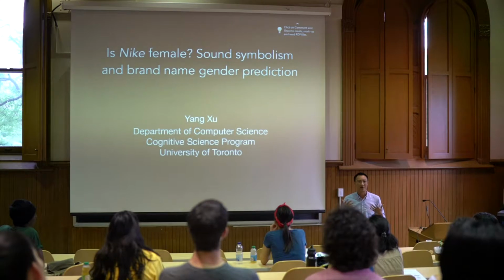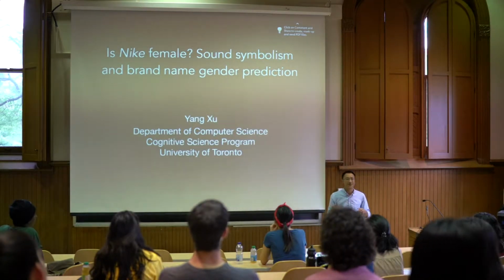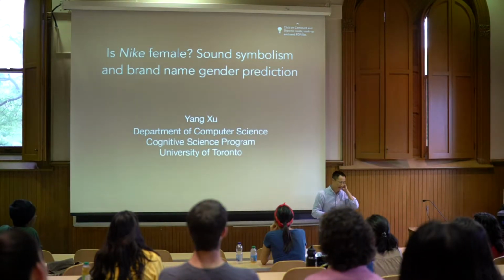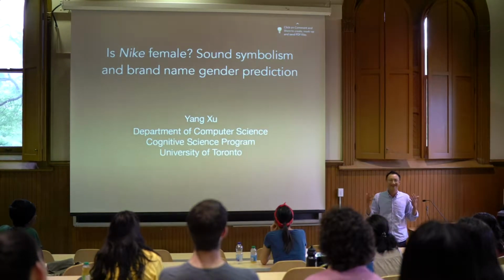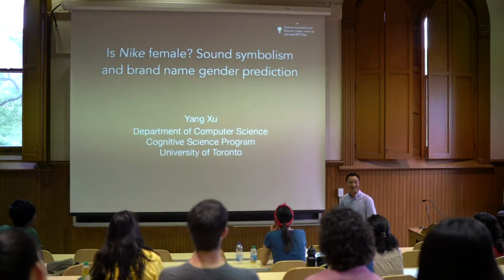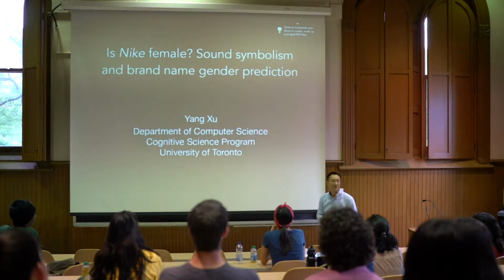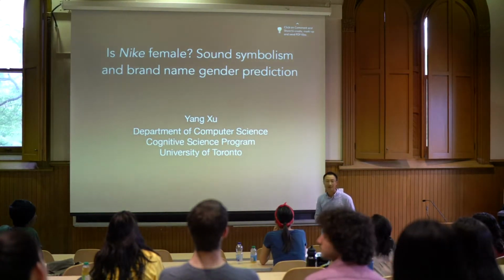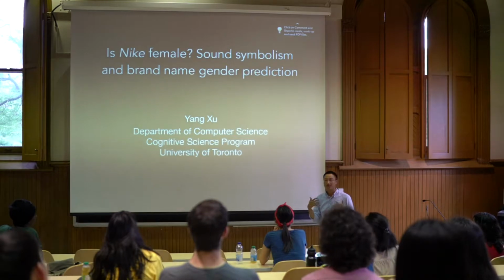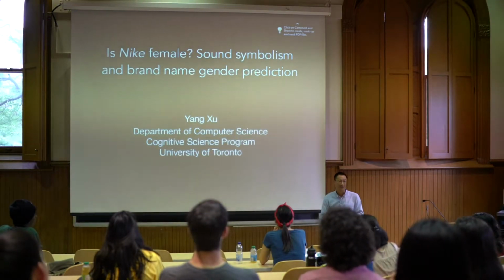The project is about predicting brand name gender. So if I give you a brand like Nike, can you tell whether it's female or male just from the name? Okay, that sounds pretty bizarre. Is there a gender to begin with, right? And the specific way I'm going to approach that problem is through this phenomenon known as sound symbolism, the fact that names convey some sort of information about your gender.